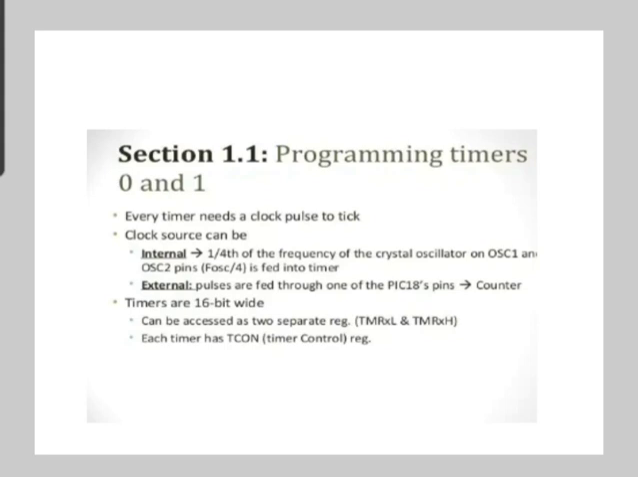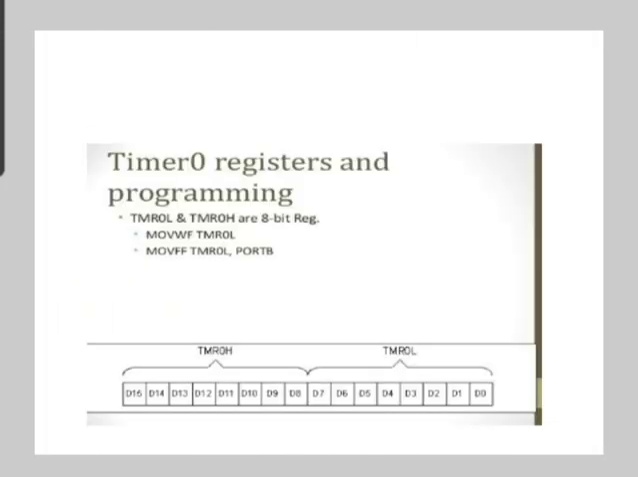The clock source can be internal or external. If it is internal, then one-fourth of the frequency of the crystal oscillator on oscillator 1 and oscillator 2 pins is used. And if it is external, then pulses are fed through one of the PIC 18 pins to the counter. So this diagram shows the timer 0 register and its programming.